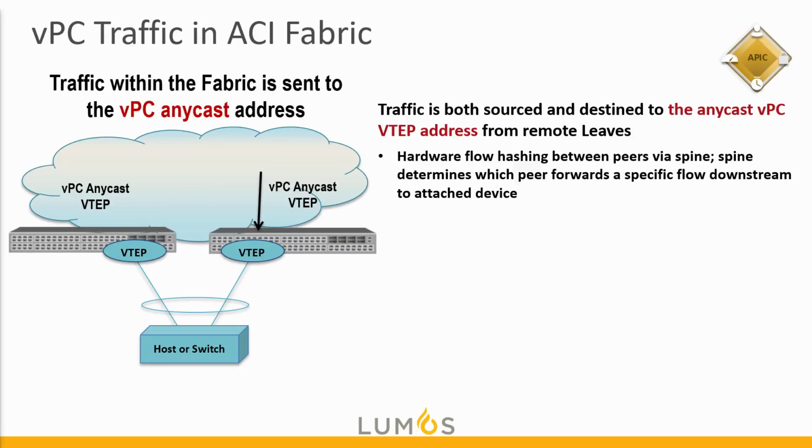So I already mentioned this: traffic within the fabric for a given host attached south of the VPC peers is sent to the VPC Anycast address. Okay, and the hardware flow hashing between peers is actually via the spine. Like I already mentioned all this.